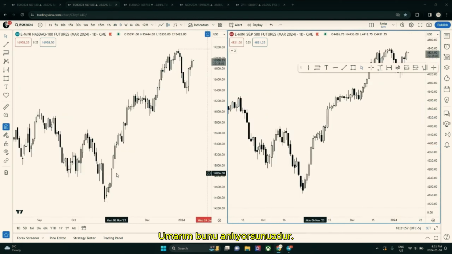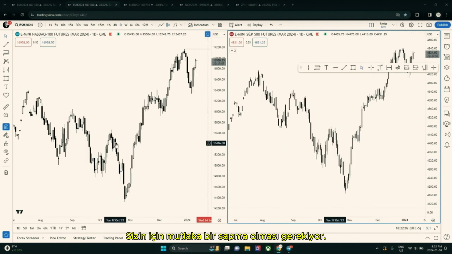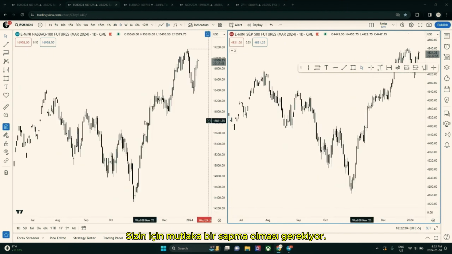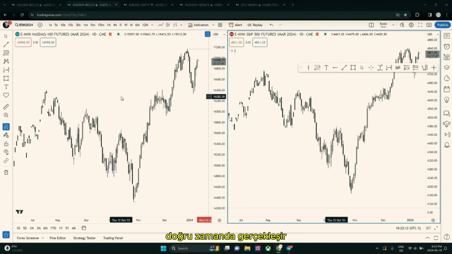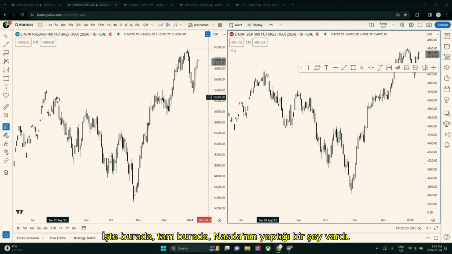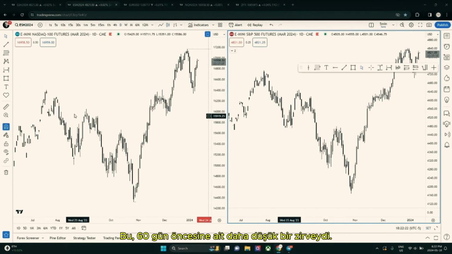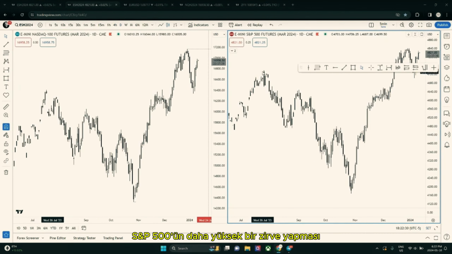Hopefully you understand that. So there must be SMT divergence for you to be able to identify a change in trend, and it must happen in the right time window. Just as how it happened here. Right here you had Nasdaq made a lower high. This was 60 days back. Then you have the S&P 500 making a higher high, right here.